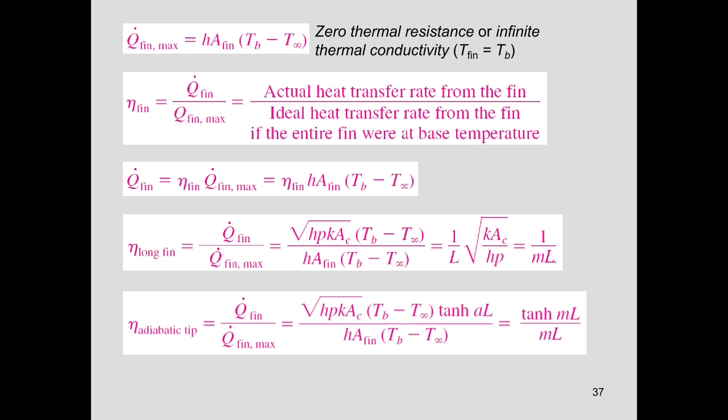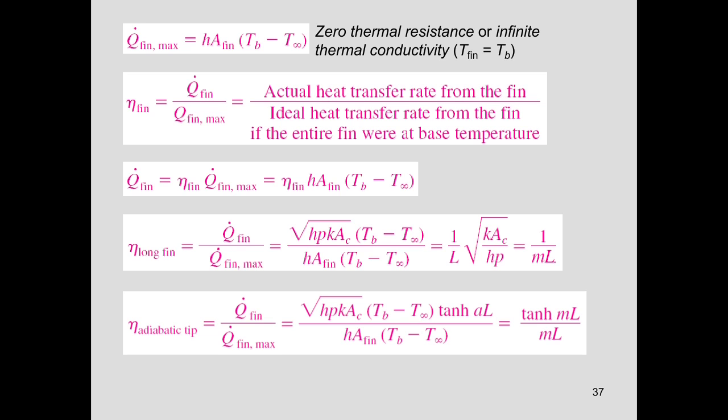Okay, so by using this formula we can find out that Q of fin is equal to efficiency of fin multiplied by the heat transfer rate for the maximum condition. So this is equal to efficiency of fin multiplied by h A of fin multiplied by T_B minus T infinity. So from that formula we can directly find out the heat transfer rate of the fin if we know the efficiency of fin.